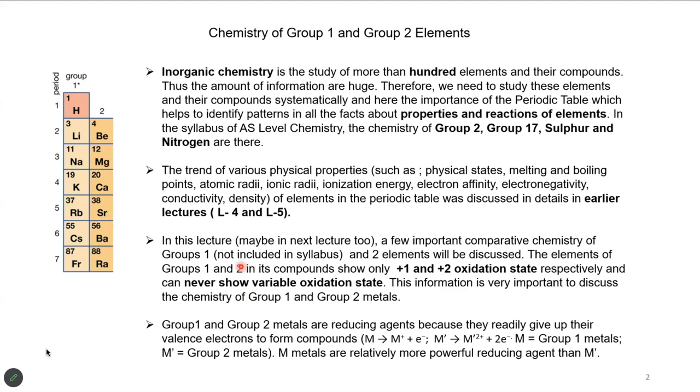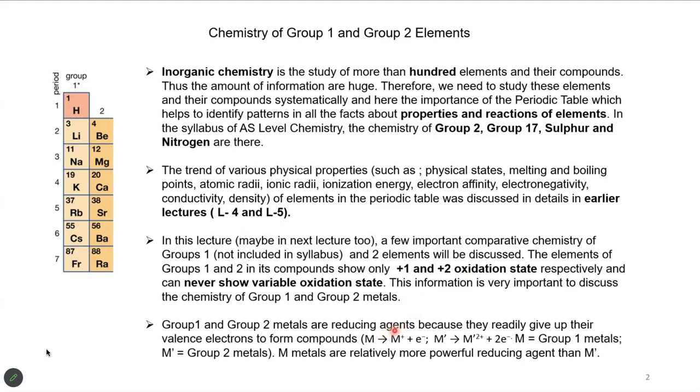The first thing is that group 1 elements or group 2 elements in their compounds show only +1 and +2 oxidation states. We discussed it in redox chemistry. It's only these two. We will never see any variable oxidation state of these two groups of elements. This is very important to remember when we discuss the chemistry of group 1 and group 2 elements.